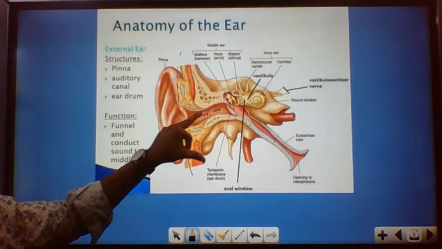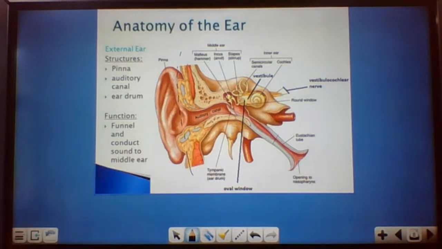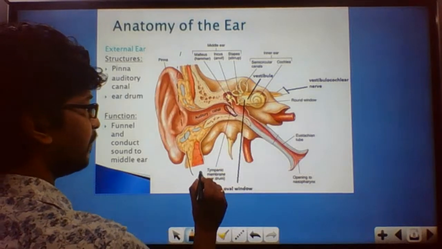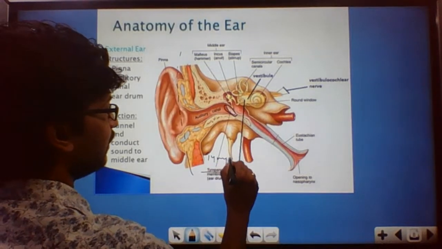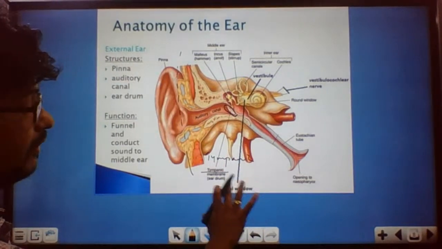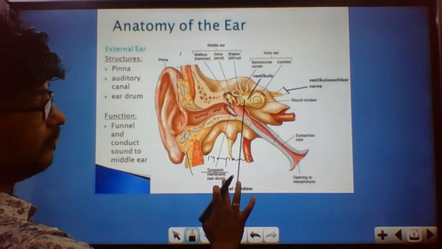This canal is called the auditory canal, and the auditory canal leads to the drum-like structure. This drum is called the eardrum, the tympanic membrane. I'm not explaining the ear in detail, I'm just giving you a reference. The tympanic membrane is actually the eardrum.